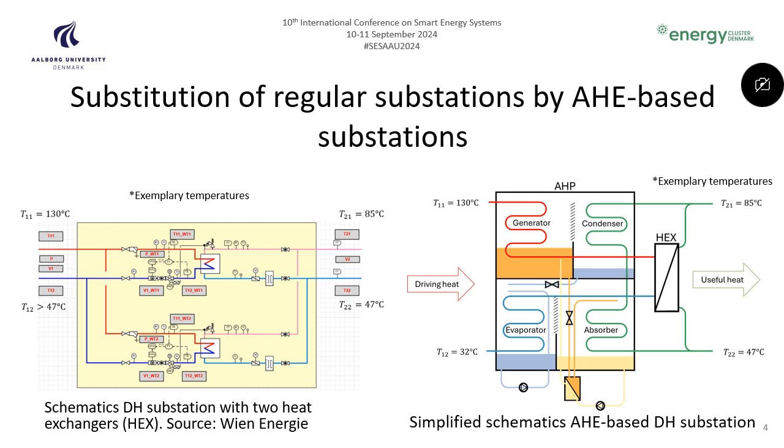What are we looking at? Well, we aim to replace a traditional district heating system substation, which typically uses one or more heat exchangers in parallel, with an absorption heat exchanger. This is essentially an absorption heat pump combined with a heat exchanger.